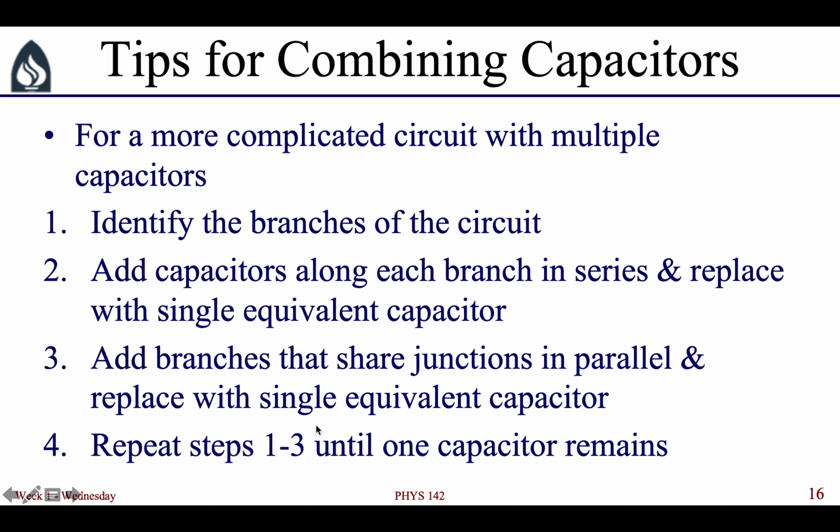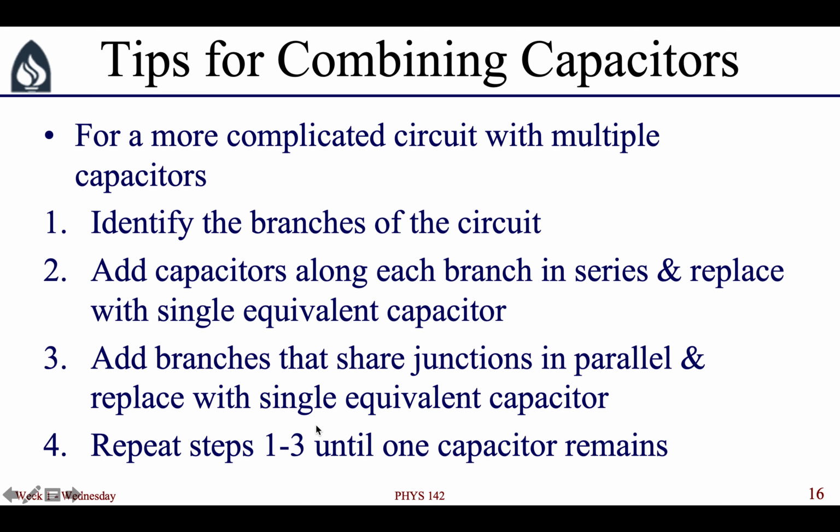Now we may come across circuits that have bits that are in parallel and bits that are in series. So you can have a very complex circuit with a bunch of different capacitors that you need to add together to find an equivalent circuit. So the tips for combining capacitors for more complex circuits is, first off, you want to identify the branches of the circuit. You want to find the junctions where the electrons would have to make a choice, where you have multiple wires branching off or coming together.